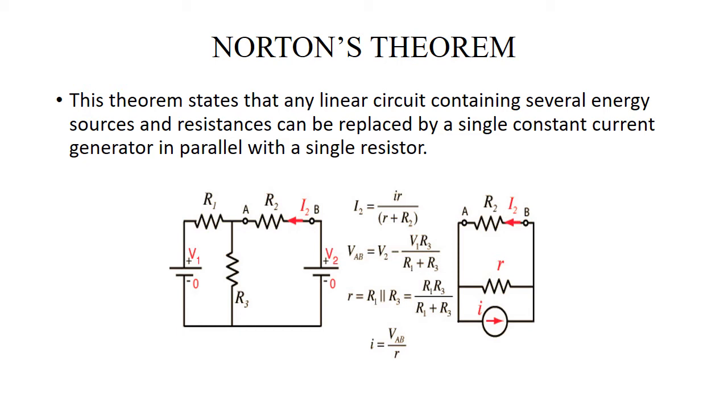Let me see the steps for solving the network using Norton's theorem. First, replace the load resistance with a short circuit. Then calculate the current through the short circuit using loop analysis, Ohm's law or the current division rule. Then calculate Norton's resistance looking from A and B. After that, finally calculate IL using the current division rule. By the formula, IL is equal to IN into RN by RN plus RL.